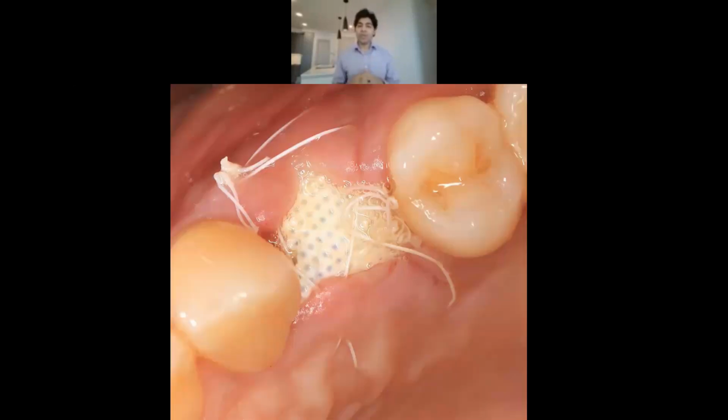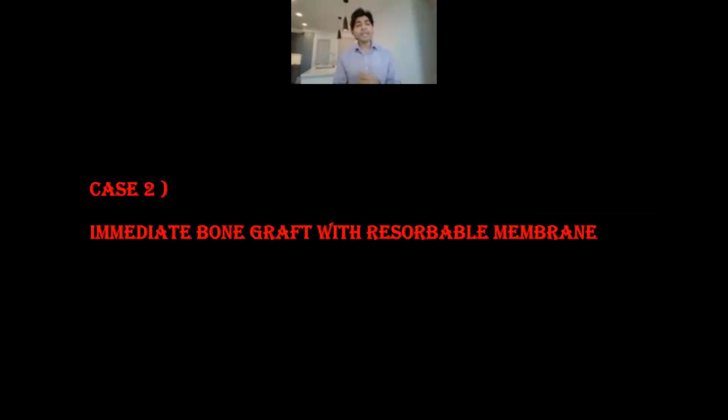So this is the one week follow-up appointment. As you can see from the picture, there is not much food accumulation around the sutures or the membrane. Let's see the second case, immediate bone graft with resorbable membrane.